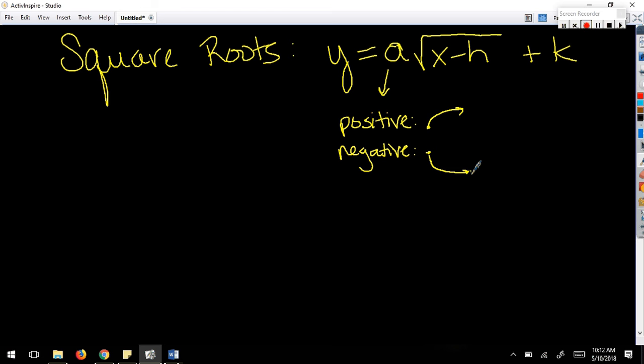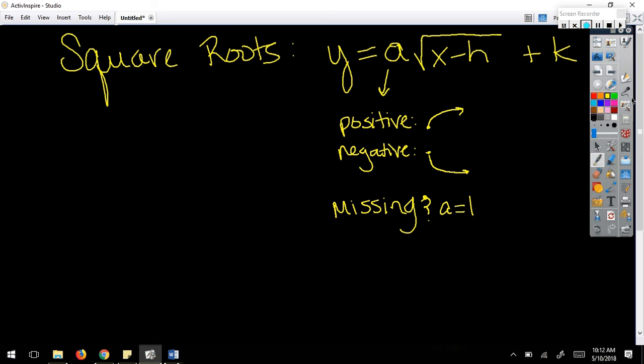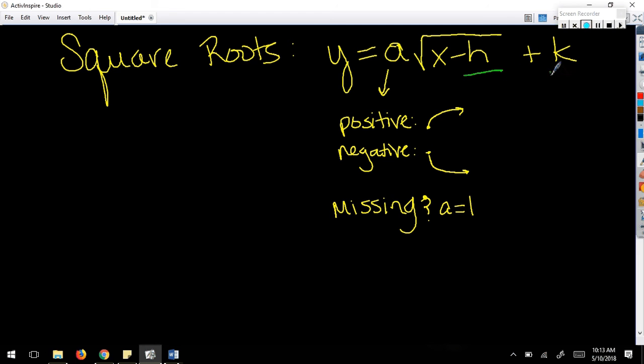If A is missing, let's say it's not there, what do you think it is? 1, because it's being multiplied. What if H or K are missing? 0. 0.